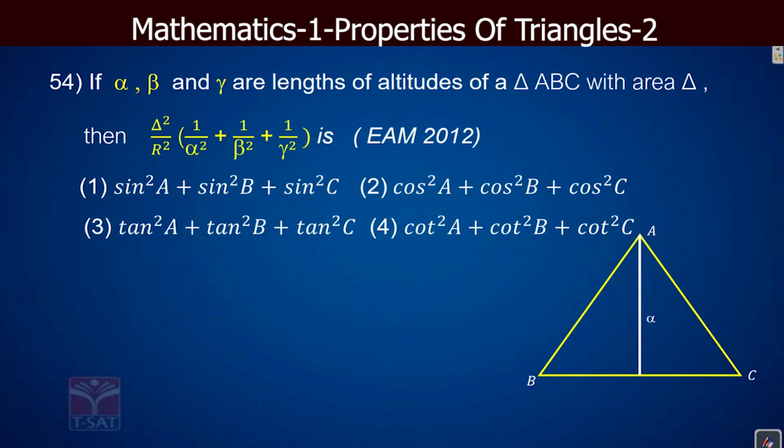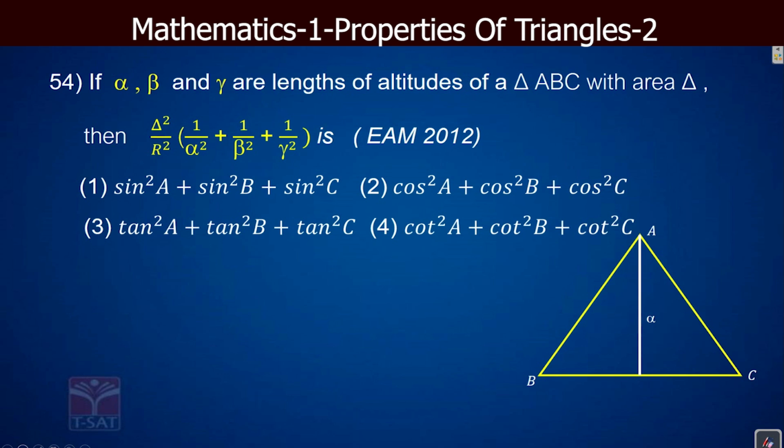Problem 54. If alpha, beta, gamma are the lengths of the altitudes of triangle ABC with area delta, then delta square by r square into 1 by alpha square plus 1 by beta square plus 1 by gamma square is: 1, sin square A plus sin square B plus sin square C; 2, cos square A plus cos square B plus cos square C; 3, tan square A plus tan square B plus tan square C; 4, cot square A plus cot square B plus cot square C. Again, this is EAPCET 2012.